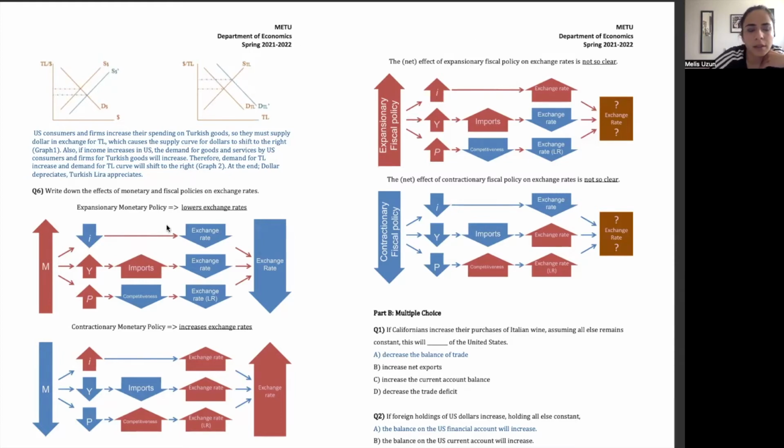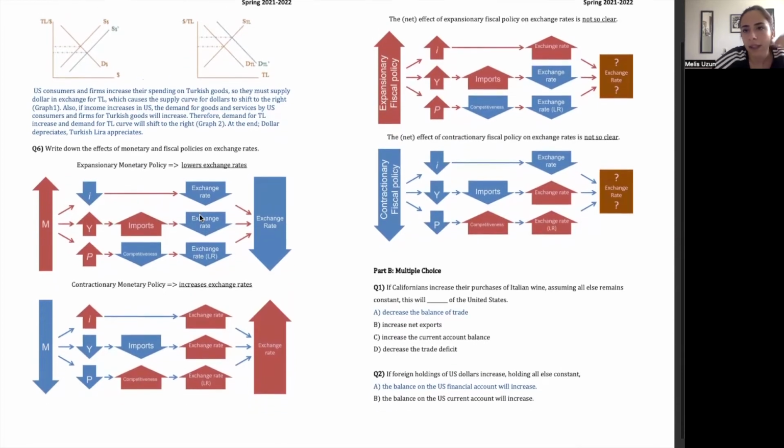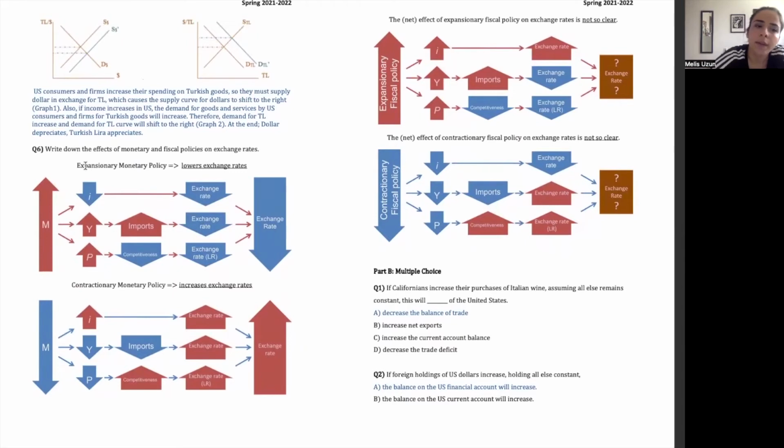So let's look at the sixth question. I asked, write down the effects of monetary and fiscal policies on exchange rate. I took it from the slides that Shinuja gave to you, so I will say the same things as her. So if the central bank implements expansionary monetary policy, what does it mean? It will increase the money supply.